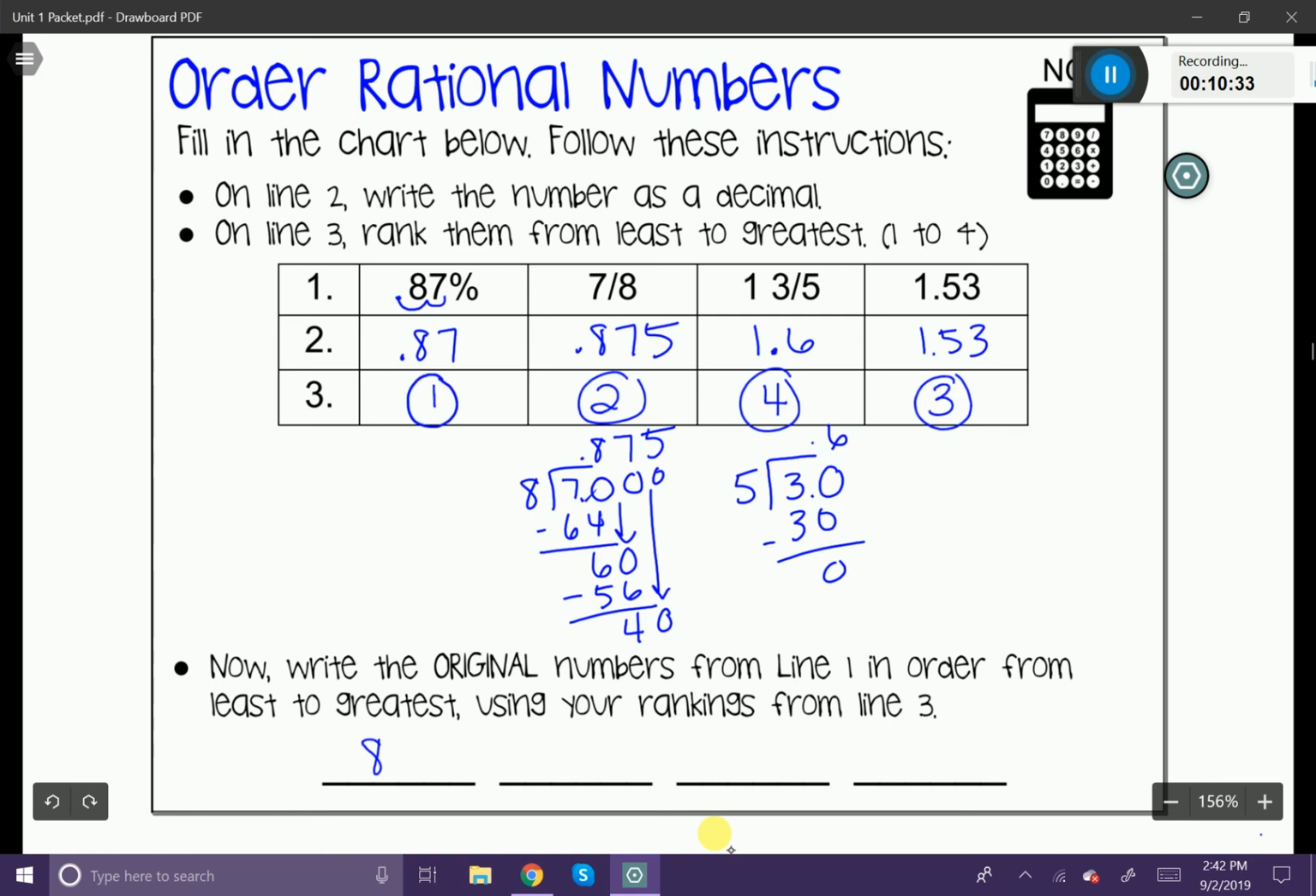I first have 87%. Then I have 7/8. Then I have 1.53 or 1 53/100ths. And then I have 1 3/5. And that's a great little tool on ordering these from least to greatest.